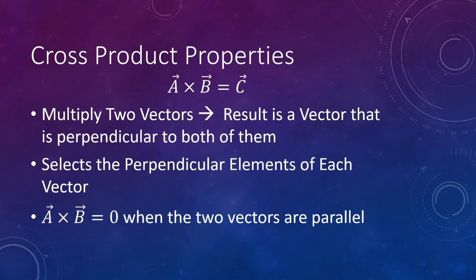Before we get into the math of the cross product, here are some important general properties. The cross product is where you multiply two vectors and your result is another vector, and it's a vector that's perpendicular to the two original ones. When you're doing the multiplication, it's basically picking out the perpendicular elements of the two original vectors. And most importantly, the cross product is going to equal 0 when the two vectors a and b are parallel.